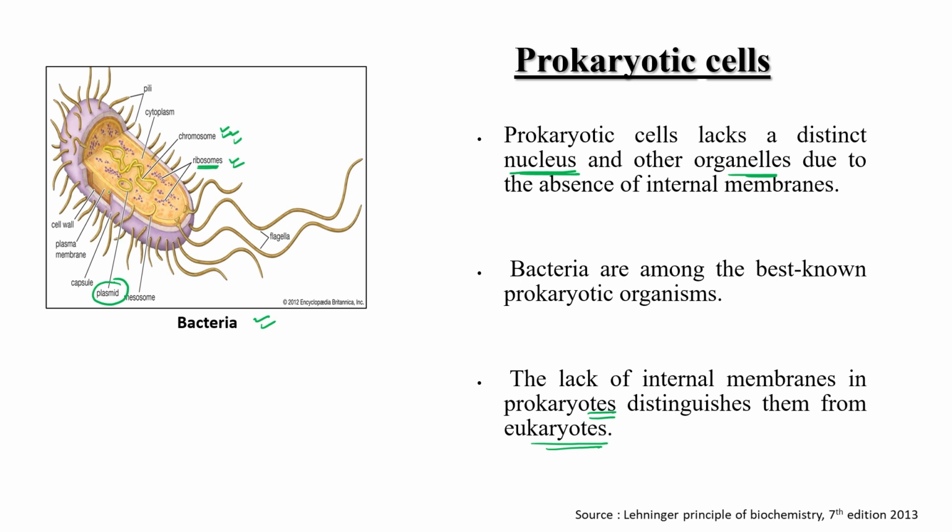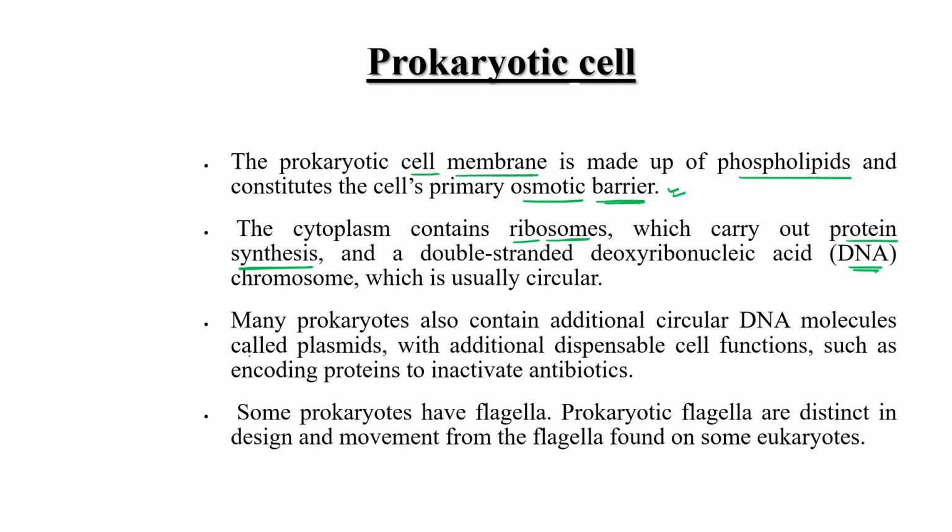where is the plasma membrane? Yes, here it is, plasma membrane. And just outside the plasma membrane, sometimes a cell wall is there, sometimes it is not, depending upon the type of bacteria, but mostly bacteria have a cell wall also. And outside the cell wall, a capsule is there, which is mucilaginous in nature. Okay, some pili are also there. So this is the general structure of bacteria. Okay, so here we are discussing the cell membrane, which acts as an osmotic barrier. The cytoplasm contains ribosomes, which carry out protein synthesis, and a double-stranded DNA molecule.